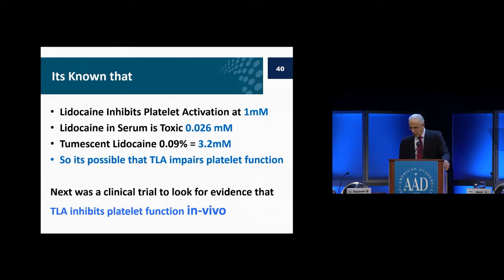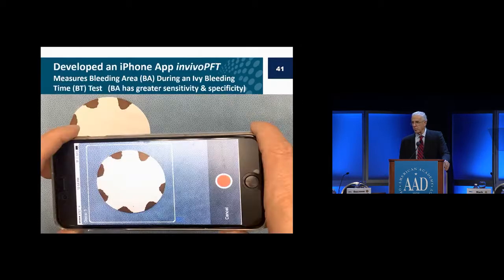So this was another little clinical study that we did. We developed a test, an in vivo platelet function test, by using an iPhone app to measure the bleeding area. This is the area of blood that accumulates on a disc of bleeding time paper, and the sensitivity and specificity of bleeding area is much better than with bleeding time.